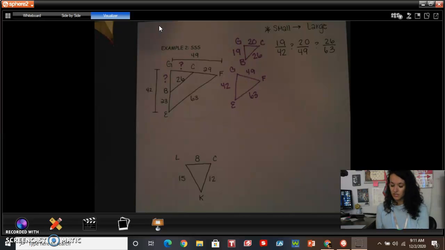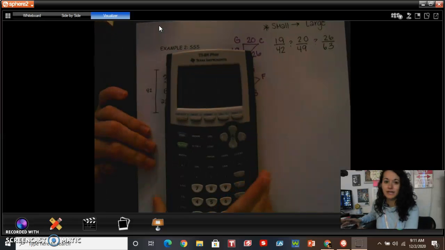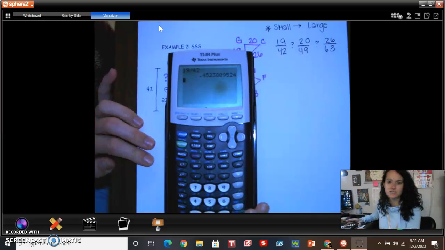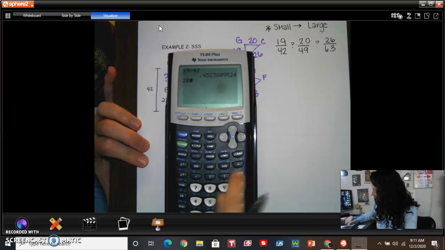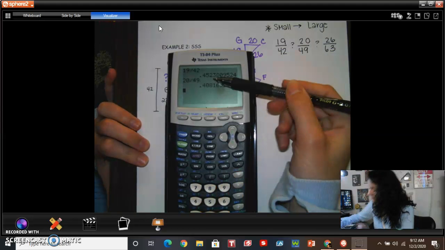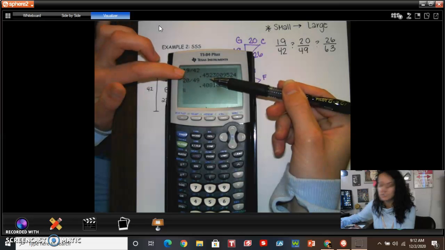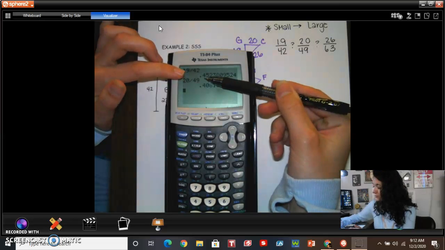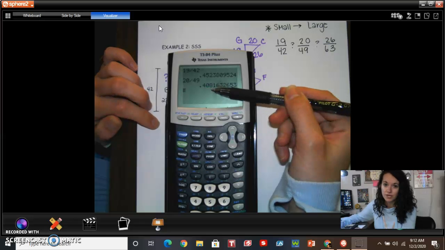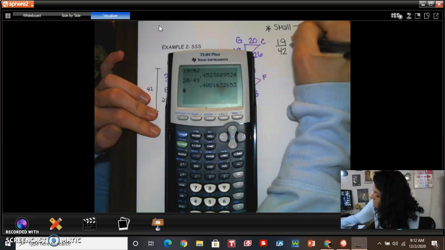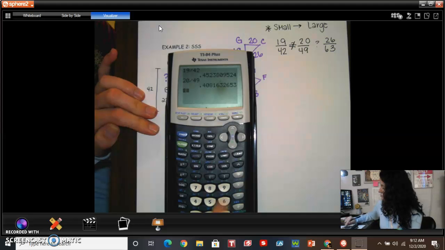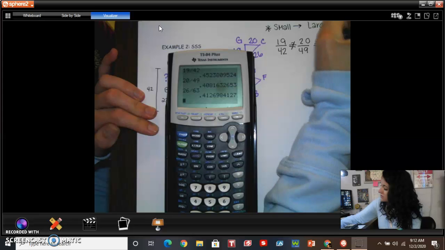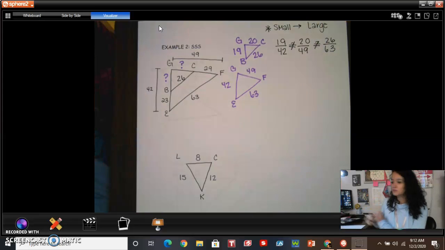Calculators will assist you. So 19 over 42. Okay, and they have to be exactly the same. So let me turn this on so you can see it. All right, and then 20 over 49. Uh-oh, can already see a difference here. This one goes 0.545, this one goes 0.40, so we already know these are not the same, okay? And then if we did 26 over 63, no, these are not the same. And if they're not equal, that means that we are not similar.